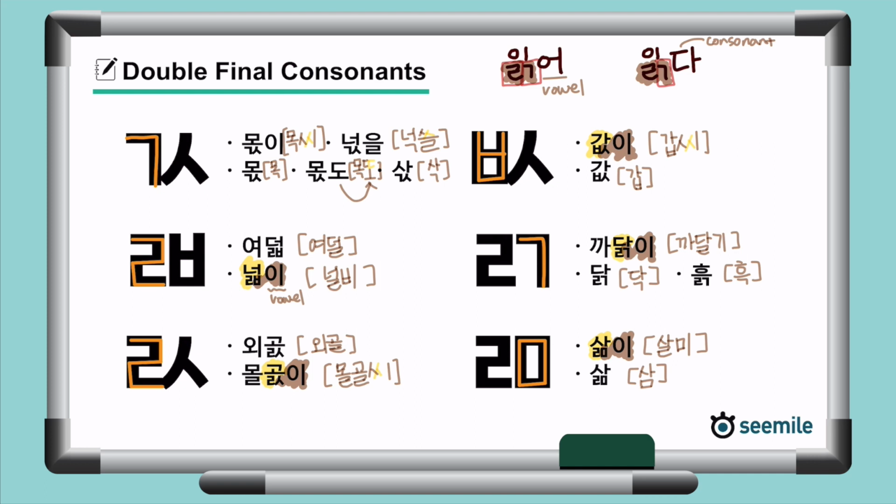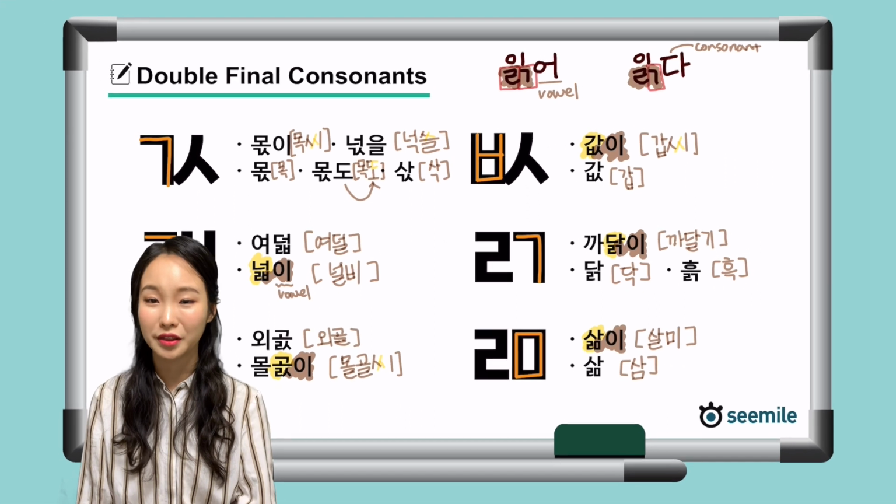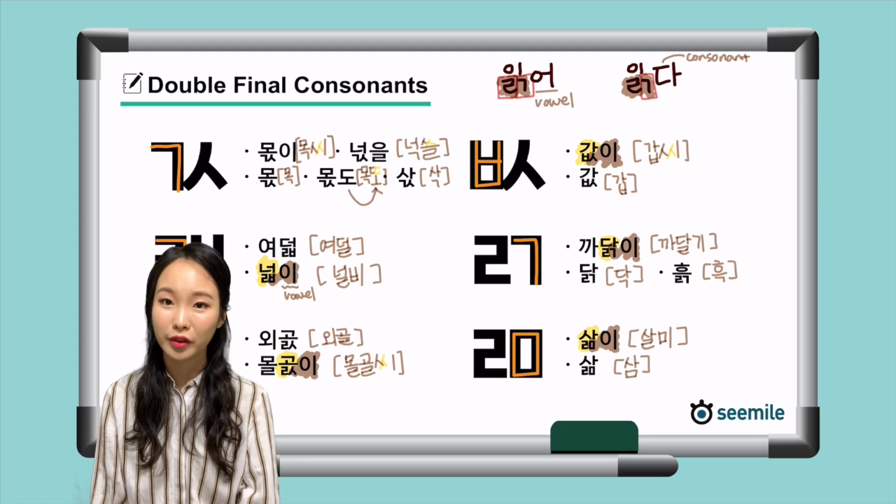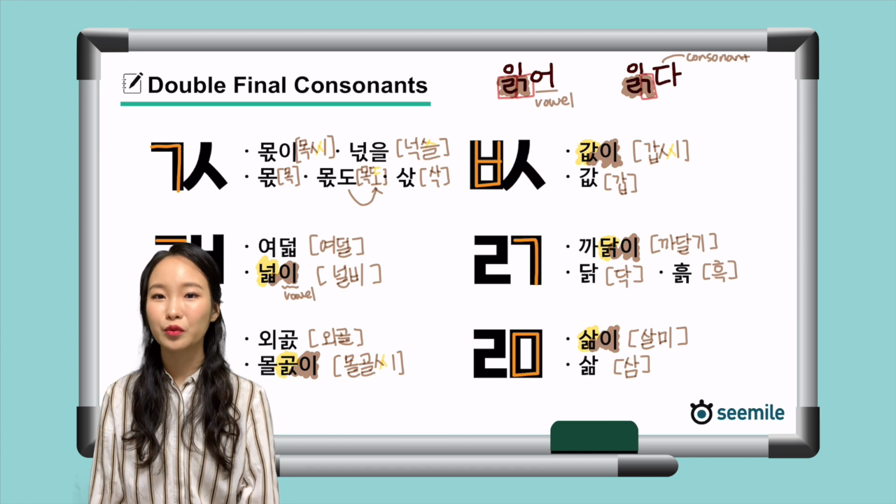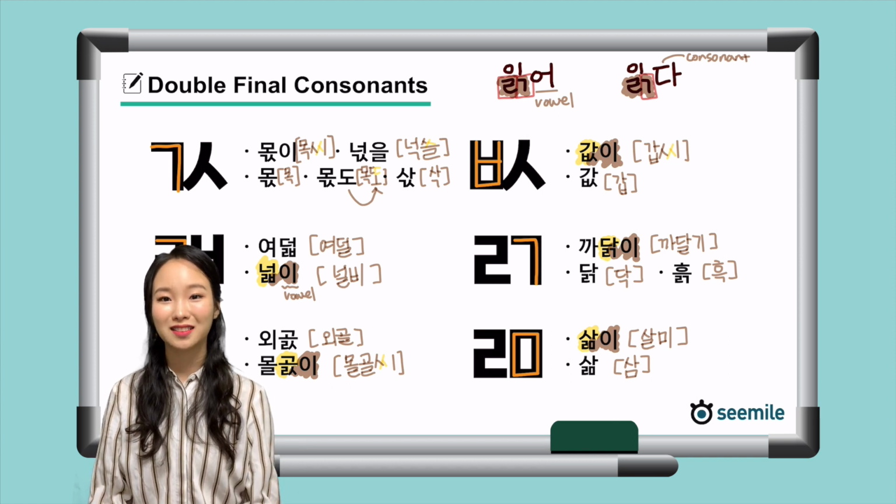Well, actually, there are some more double final consonants in Korean, but you know, it's better not to memorize too many things at once. We'll cross the bridge when we get there. Wow, at this point, you're all done with Hangeul. Now you can read and write every word in Hangeul.